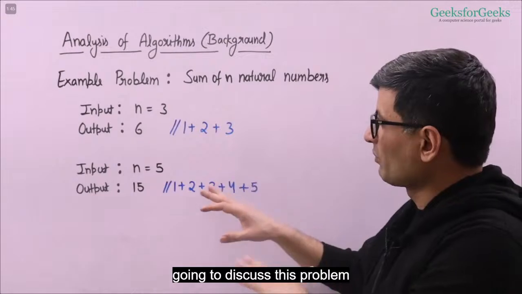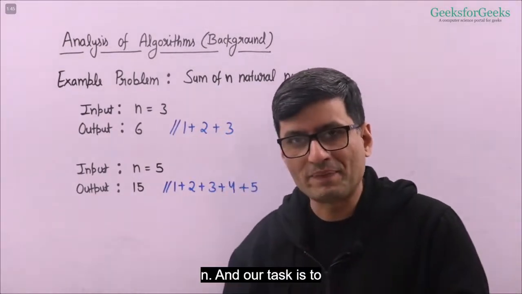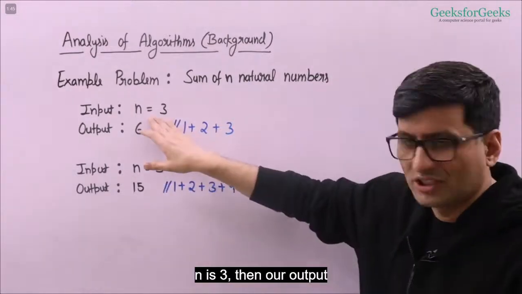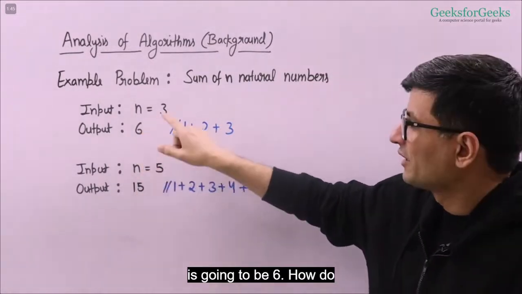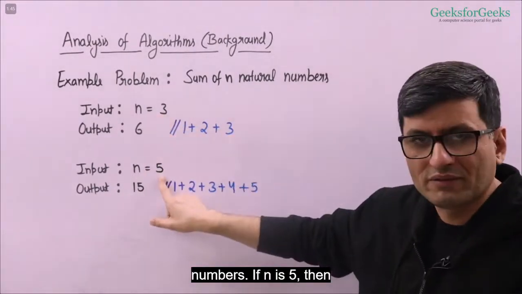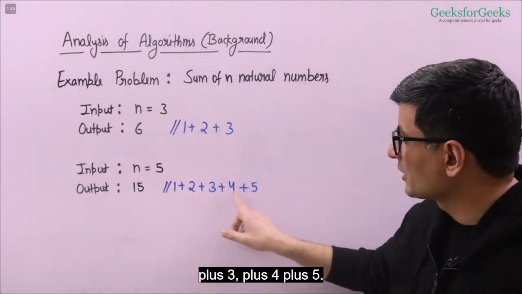So we are going to discuss this problem where we are given a number n and our task is to find the sum of first n natural numbers, right? For example, if n is 3, then our output is going to be 6. How do we get 6? 1 plus 2 plus 3. We need to find the sum of first n natural numbers. If n is 5, then our output is going to be 15. 1 plus 2 plus 3 plus 4 plus 5.